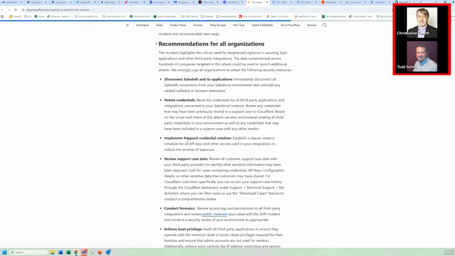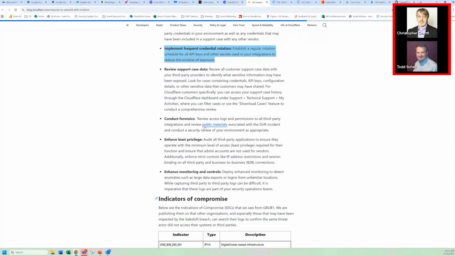Rotating credentials, implementing frequent credential rotation, some good best practices around that, not just relating to this incident. Anybody who had issues should have changed out all their Cloudflare credentials as part of this, but also implementing a credential rotation for technologies like this, where you're switching out your API keys and other secrets used for any of these types of integrations more frequently. And then a variety of things around forensics, least privilege, other guidance there that they're providing to say, here's what you should be doing from a security best practice, regardless of the incident.